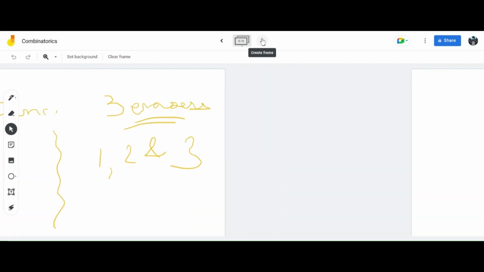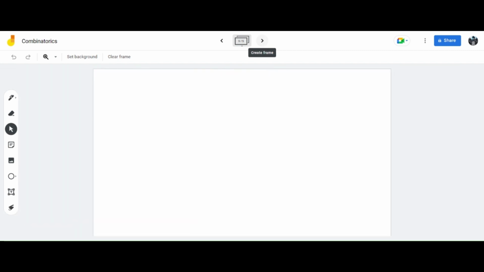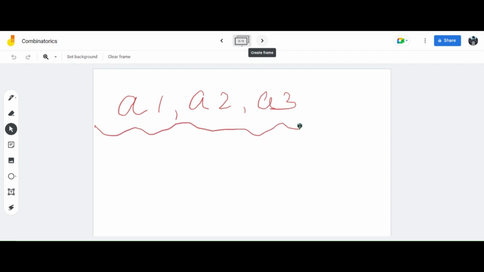So we can say that the ways are: first, if you pick the pencil A and then the eraser 1, pencil A, eraser 2, pencil A, eraser 3. This will be for the pencil A. Now for the pencil B, we pick the pencil B, eraser 1, pencil B, eraser 2, and pencil B, eraser 3. So if we see, these are 6 ways.